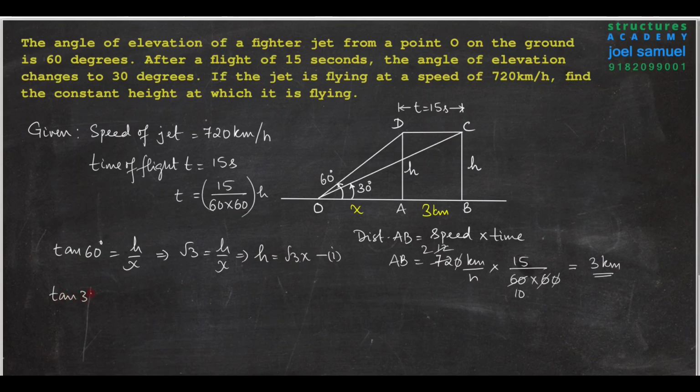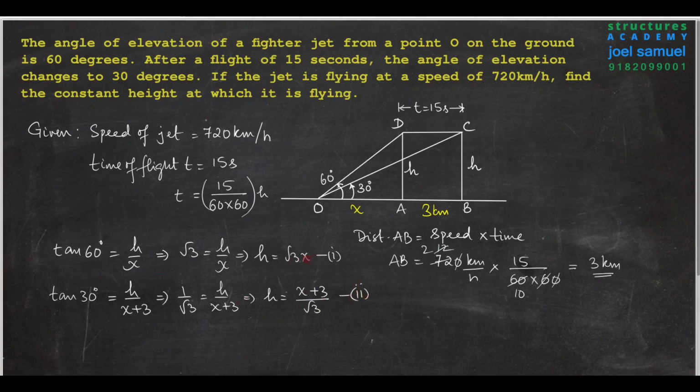Then we write tan of 30 degrees. Now if you observe, tan 30 pertains to this large triangle in which the opposite or the perpendicular is h, and the base is this entire distance, which means it is x plus 3. So tan 30 would become h upon x plus 3. We know tan 30 is 1 upon root 3, which is h upon x plus 3, implies h is equal to x plus 3 by root 3. Let's call this equation number 2.